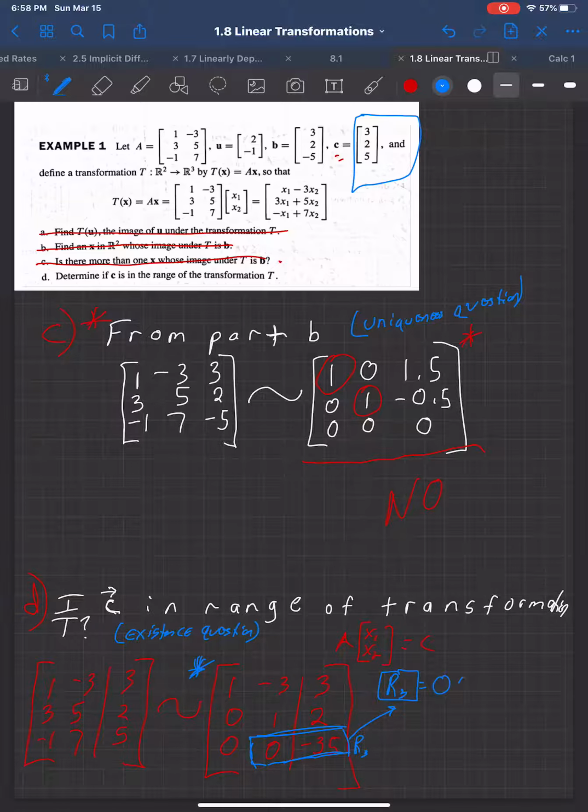So 0 x sub 1 plus 0 x sub 2 somehow is supposed to equal negative 35. That's a problem, right? How are you going to add up a bunch of zeros and arrive at the destination of negative 35? So what does that mean to the question? Well, what was the question? Determine if C is in the range of the transformation T. No, right? It's not.